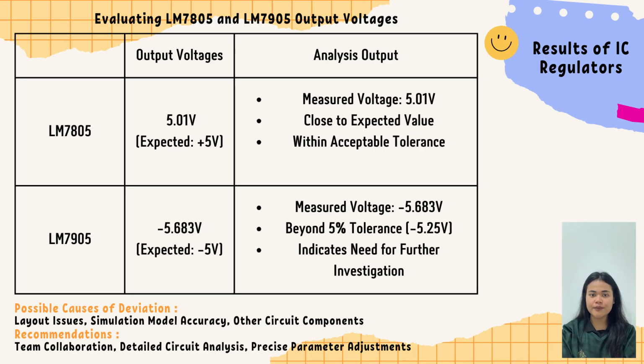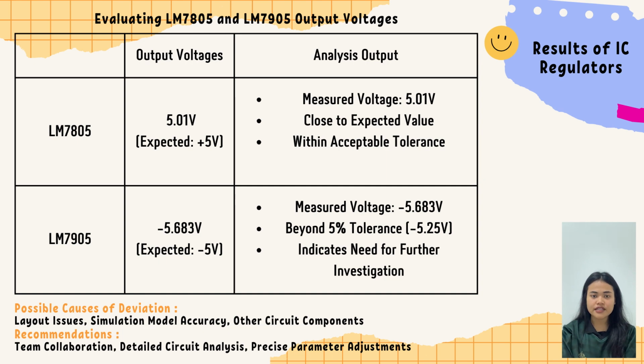Regarding the output voltages, we got 5.01V for LM7805 and negative 5.683V for LM7905. Ideally, LM7805 should give positive 5V and LM7905 should give negative 5V. The 5.01V for LM7805 is quite close to the expected value and generally acceptable.